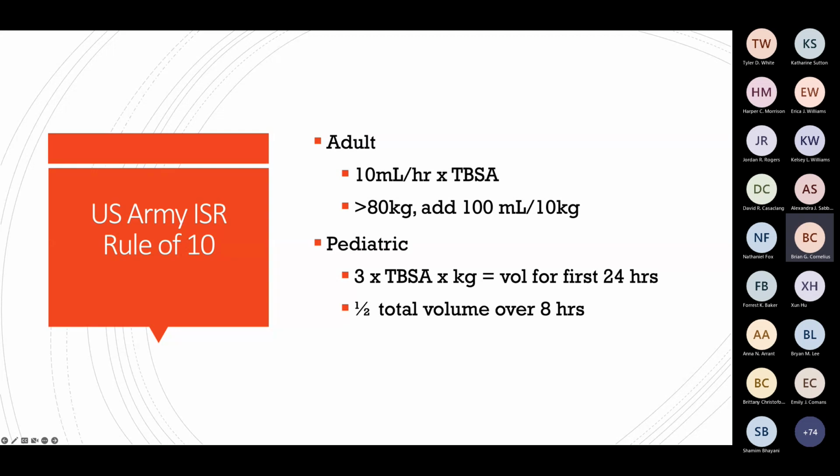If they weigh more than 80 kilos, you're going to add 100 mLs per hour for each of those per 10 kilos. So if they're 90 kilos with that 50% burn, they'd be getting 600 per hour. If they're 100 kilos with that 50% burn, they'd be getting 700 per hour. So like I said, this formula is just a little bit easier. Doesn't require quite as much math. But Parkland is probably the more common formula that's utilized. So if you were just to study one, I would make sure I use the Parkland formula.